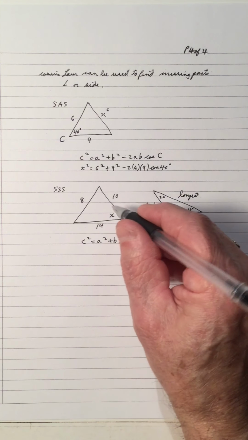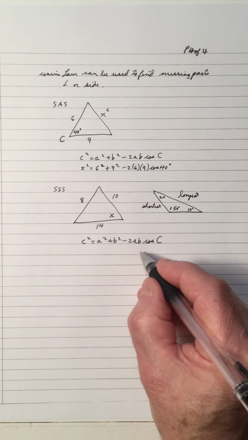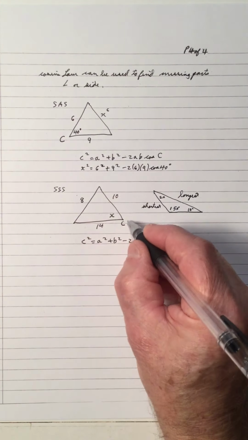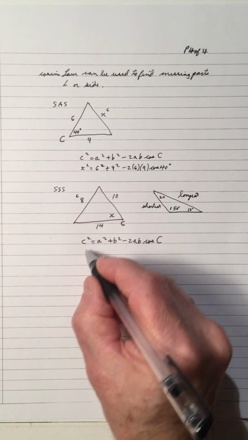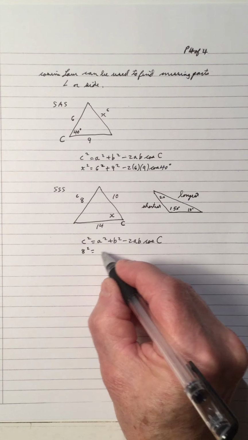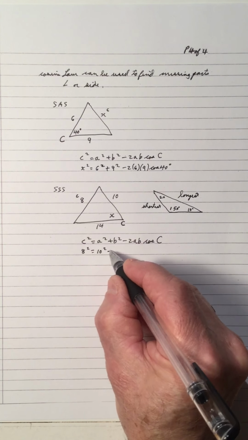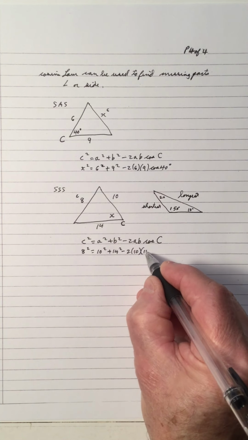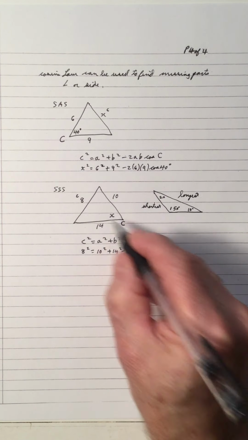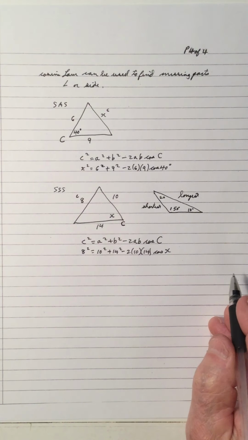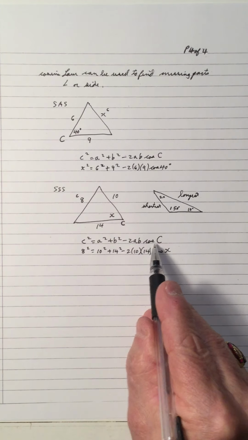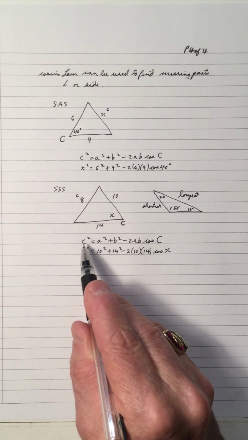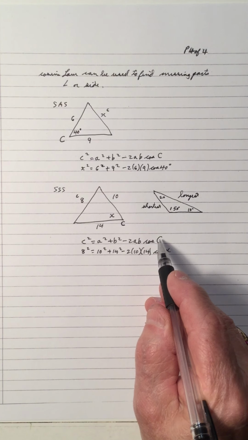So if this is the angle you're trying to find, that means this is the angle C, and this is side C, so 8 squared goes there, and 10 is the A, 14 is the B, minus 2 times 10 times 14 cos of x, the angle you're trying to find. Again, when you go to use the cosine law, you have to decide what side you want, and the angle opposite that is your C.